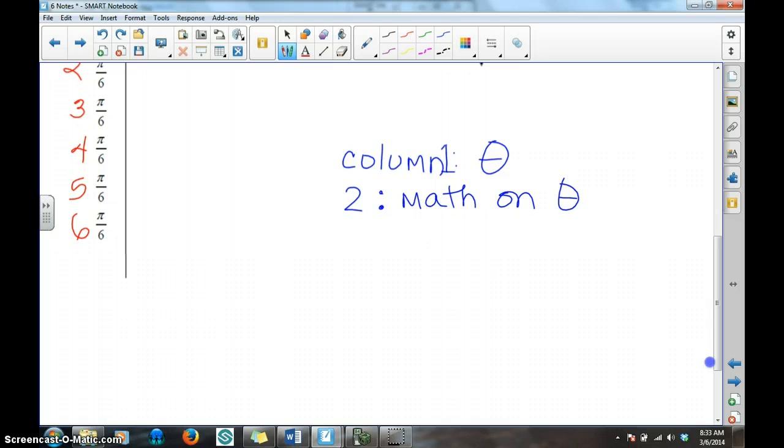Your third column is going to be the trig. Any trig that you need to do is going to happen in the third column unless there was nothing to do to theta, and then it'll be the second column.